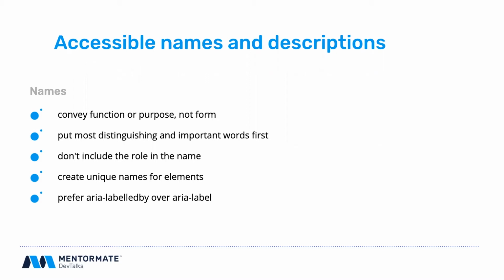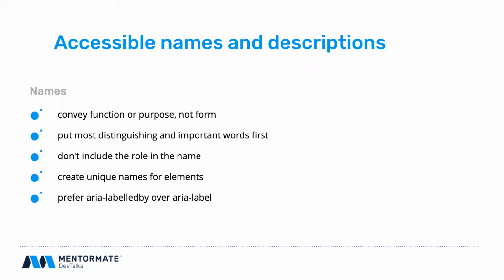Don't include the role in the name. One of the examples that I could give here is a mute button or sign up dialog. Don't put the word button or dialog in the label. The screen readers will announce the role for you, and it will just duplicate the role name. Then there's creating unique names for elements, and there's just one exception to that rule.